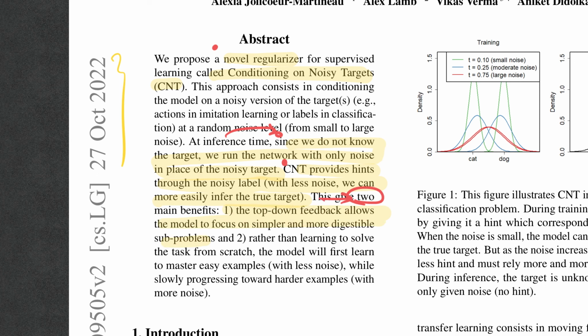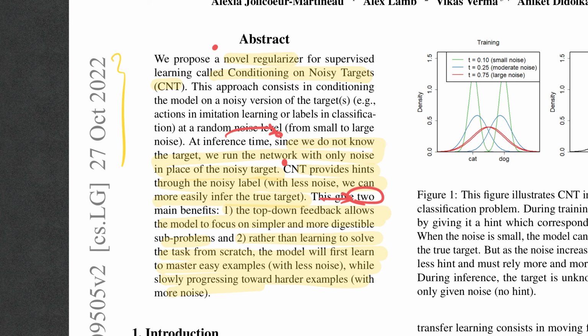They mention that this approach has two main benefits. The first one is that this top-down feedback, and top-down means that you're giving the label itself, allows the model to focus on simpler or more digestible solved problems. And the second one they mention, let's read this together: rather than learning to solve the task from scratch, the model will first learn to master easy examples with less noise while slowly progressing towards harder examples.